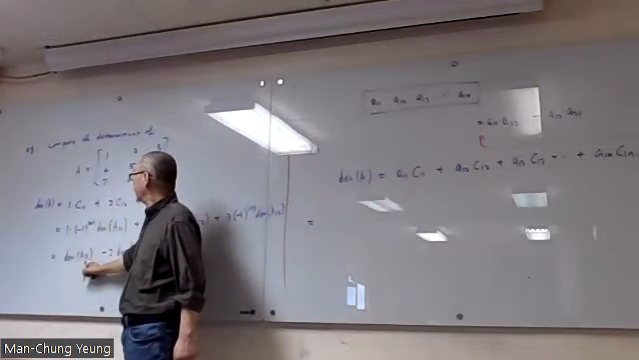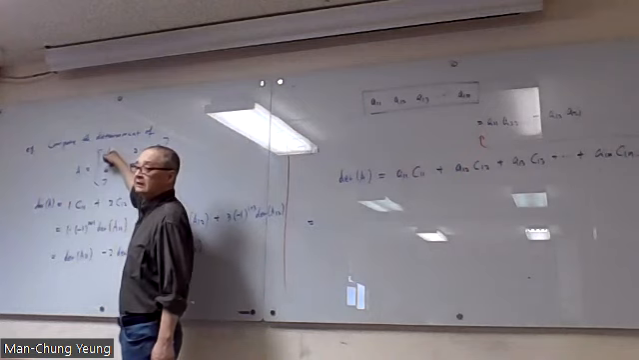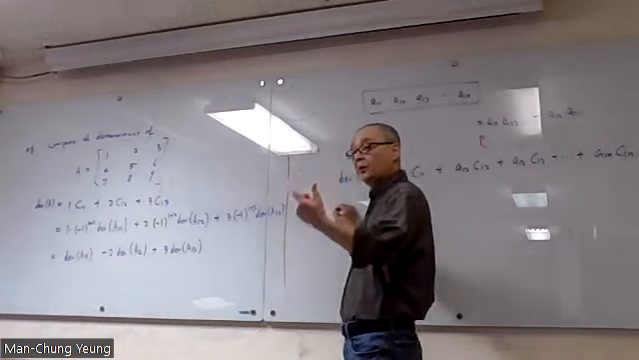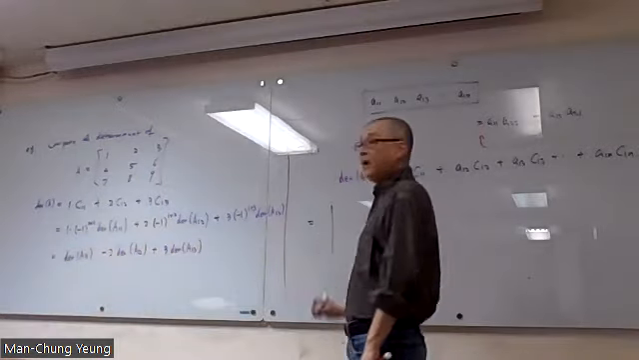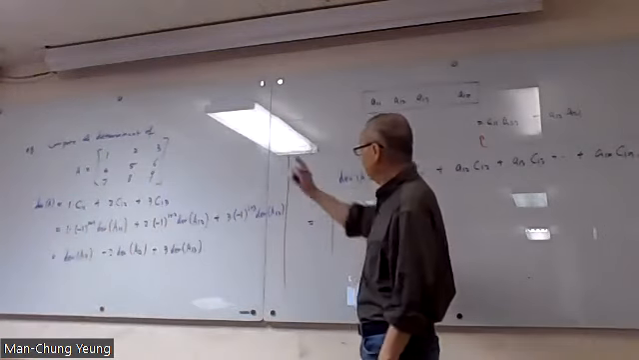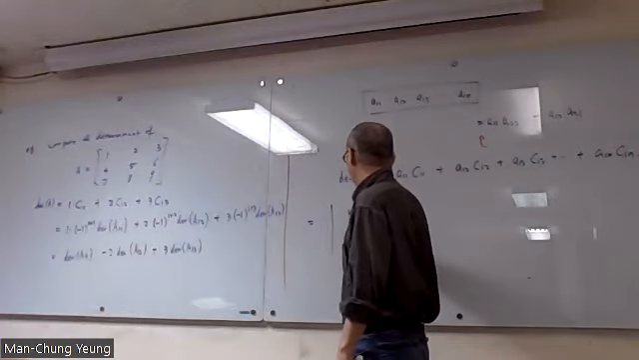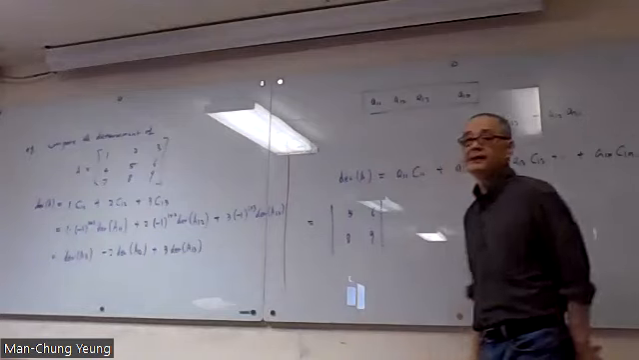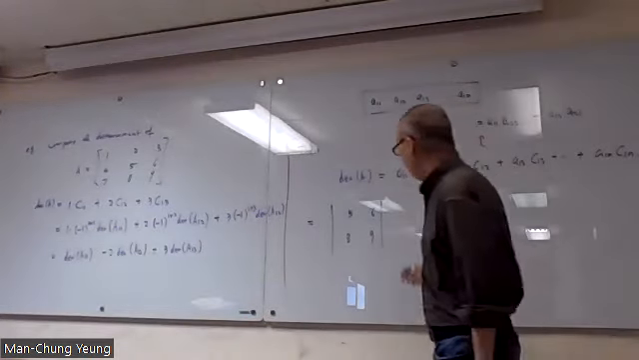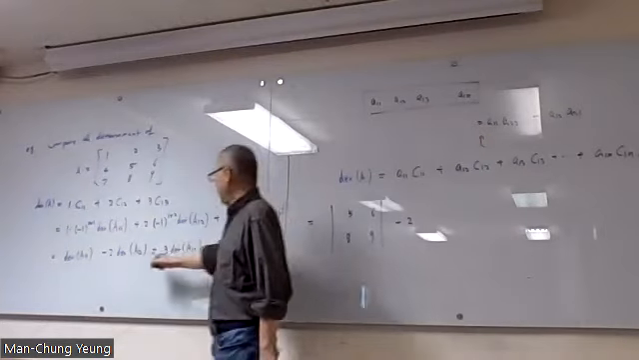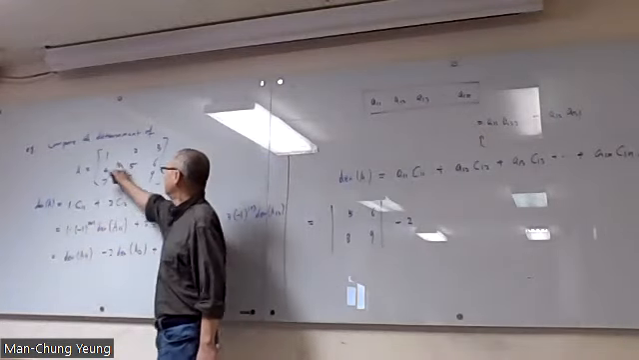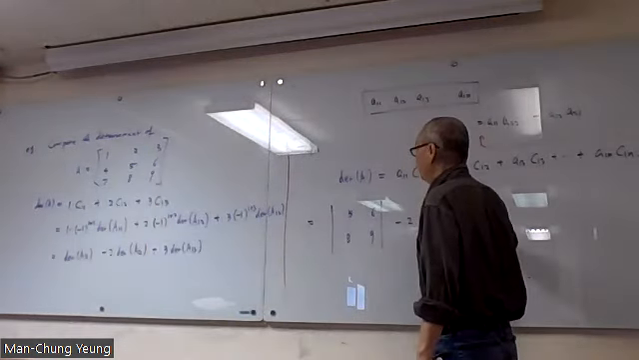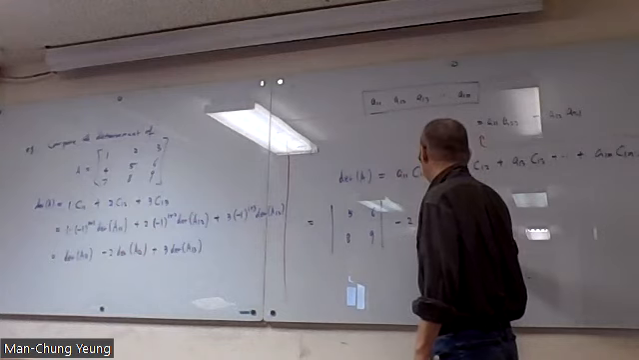Now, A11: delete row 1, column 1. So the determinant, a second popular notation is a vertical line, of 5, 6, 8, 9. Minus 2 times capital A12: delete row 1, column 2. So 4, 6, 7, 9.